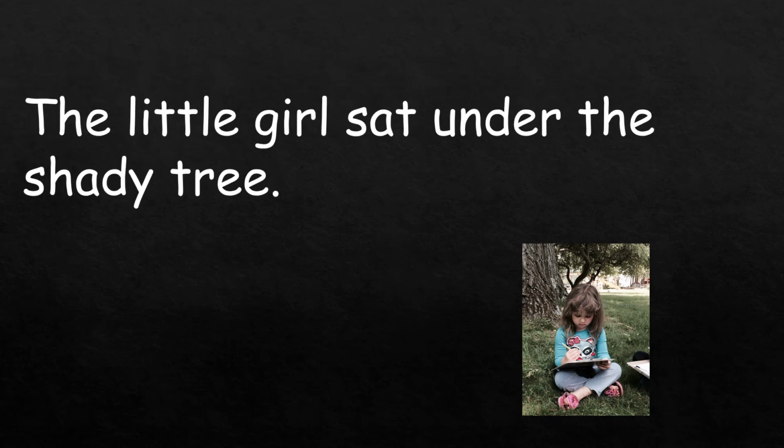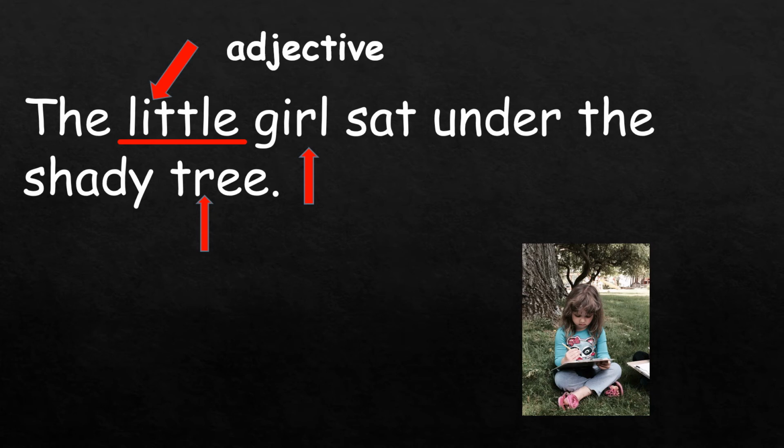The little girl sat under the shady tree. First of all, we look for the nouns. So we have girl and we have tree. Which word describes the girl? Little. So little will be the adjective and shady describes the tree, the shady tree. The little girl sat under the shady tree. So the adjectives there would be little and shady.